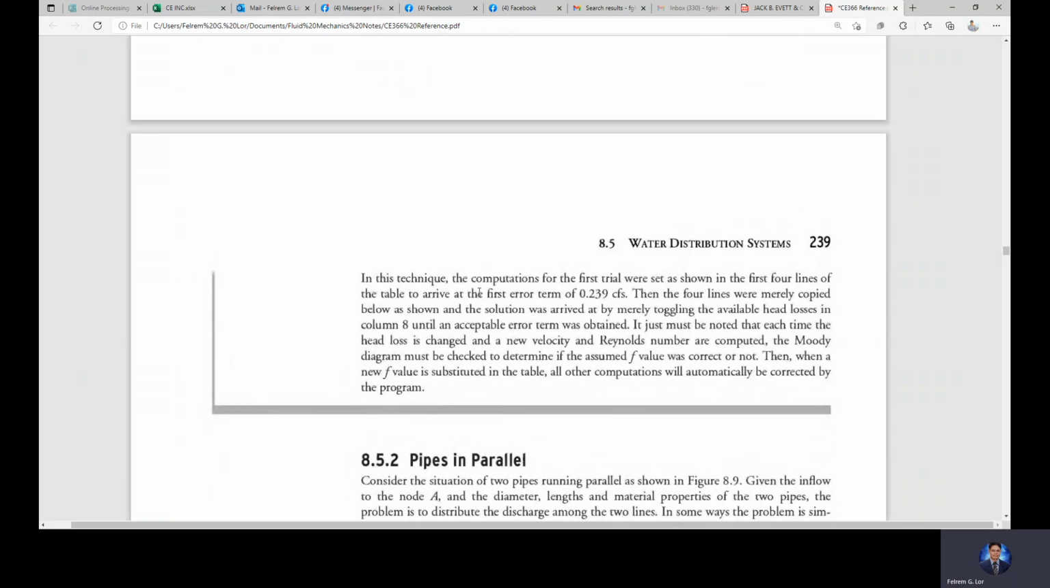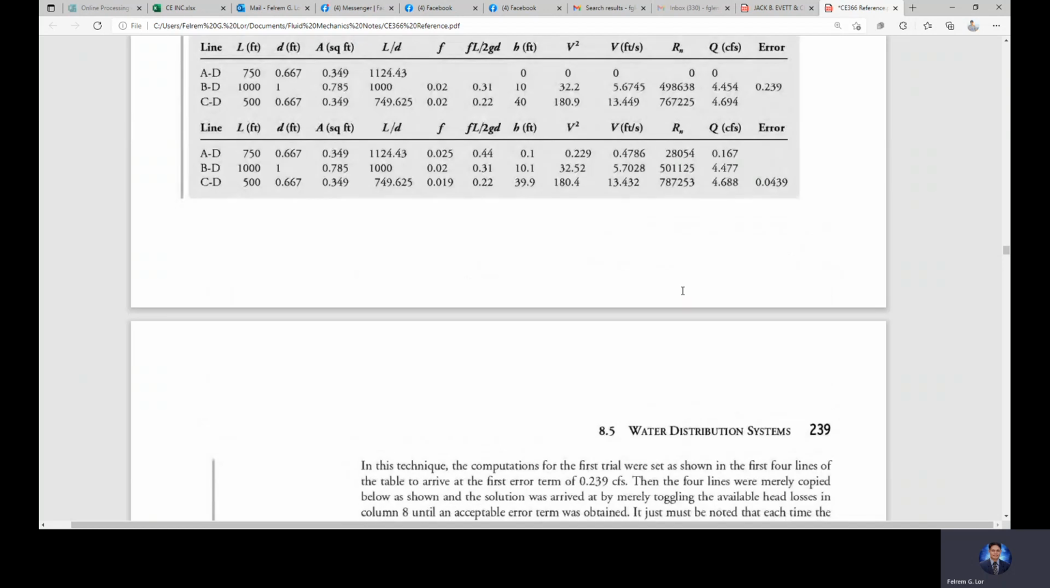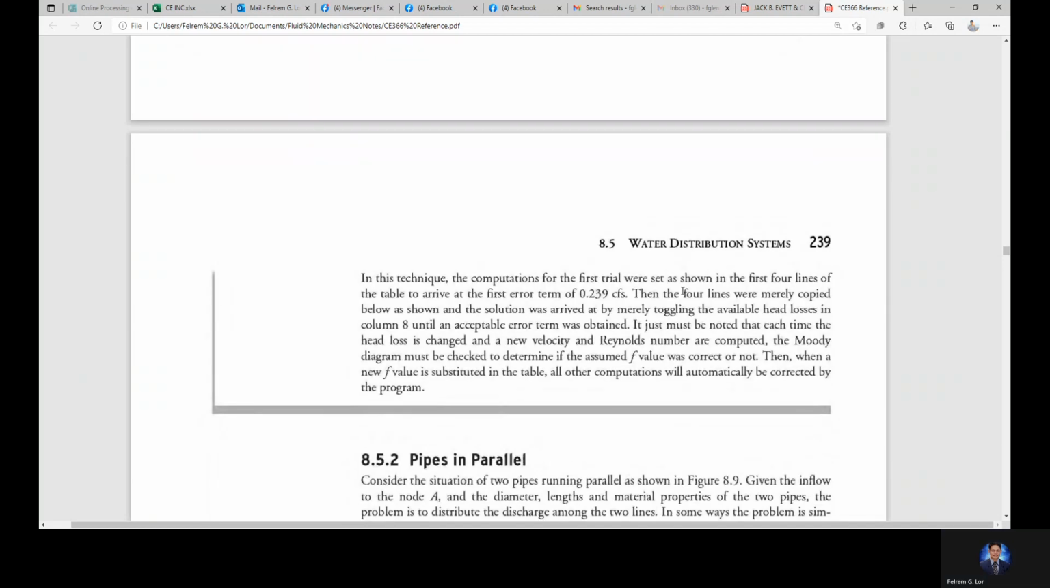Okay, so in this technique, it's long, the computation for the first trial was set as shown. The first error is 0.239 cubic feet per second, so this is a bigger error. So we need another trial. Actually, if you use Excel, it's easy, you can just put in your values.